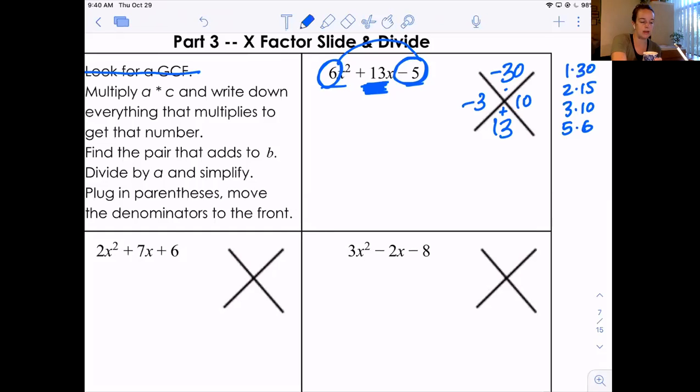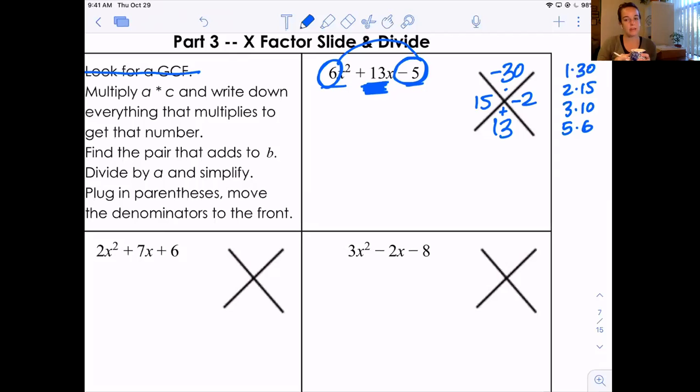-3 times -10 would give me that, but that would give me 7. So 3 and 10 is not going to work out for me. I am going to use 15 and 2, and I want it to be -2. Antoine, can you talk to us about why it's -2 and not -15? It's -2 because when you do it, 15 minus 2 is going to give you the +13.